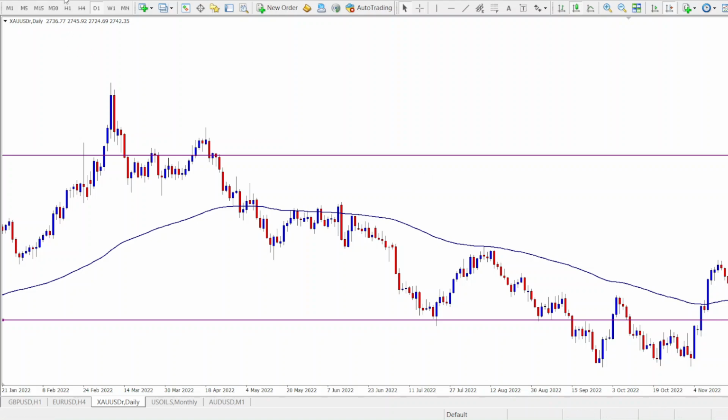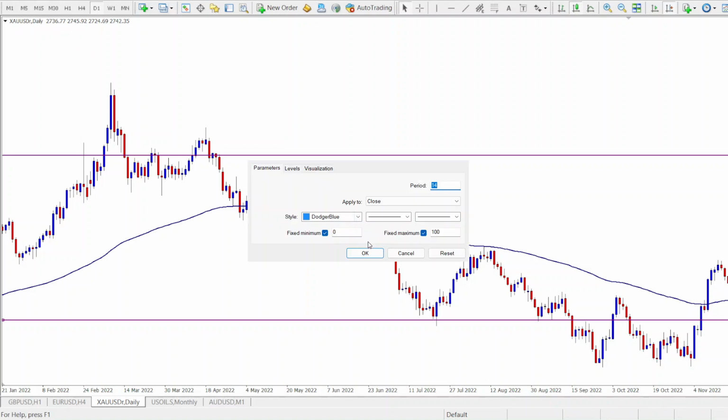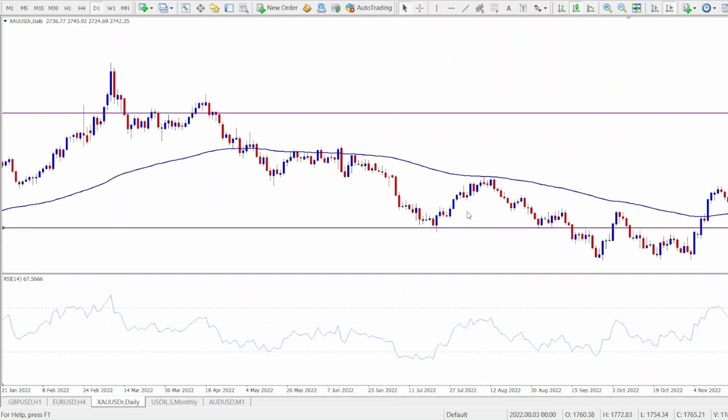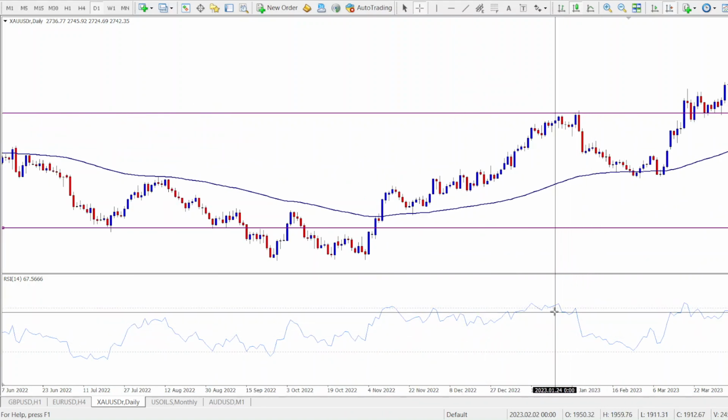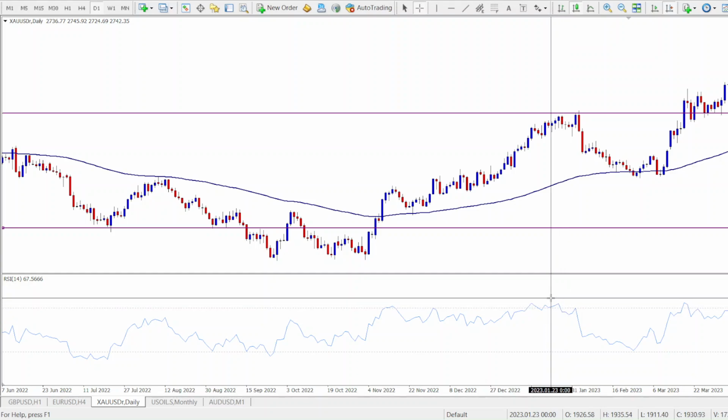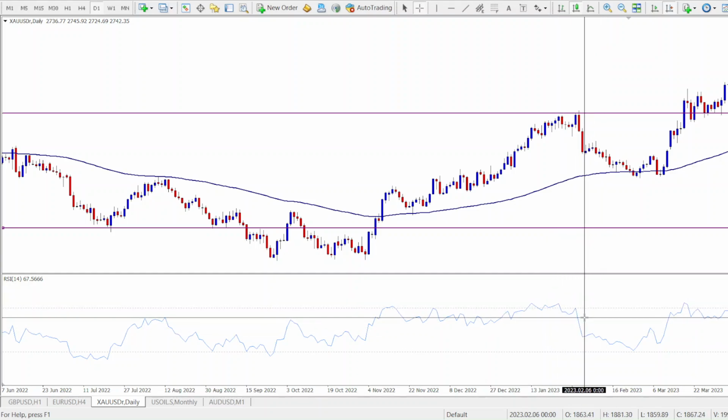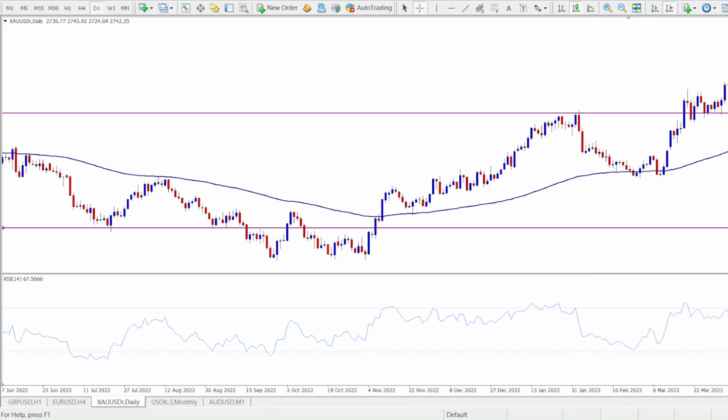Okay, and then you can also add on other indicators, such as the RSI, just for extra confirmation. So when you have the RSI, for example, from the oversold zone trending upwards, it can signify bullish momentum. And when you have the RSI from the overbought trending downwards, it can signify sell momentum. Okay, so basically that is it for this video.